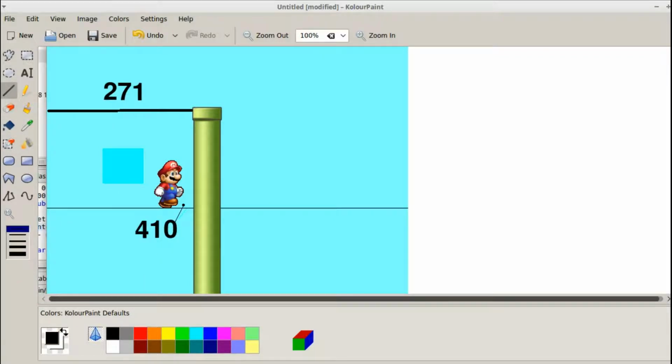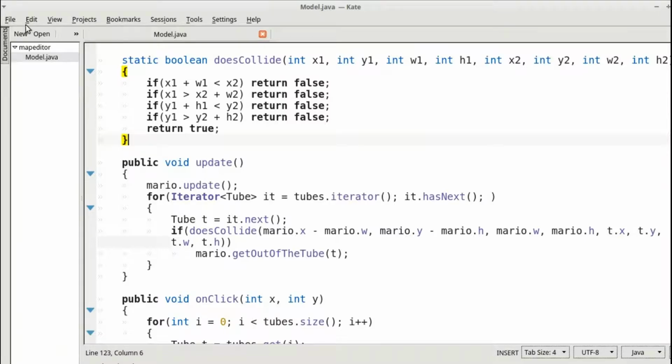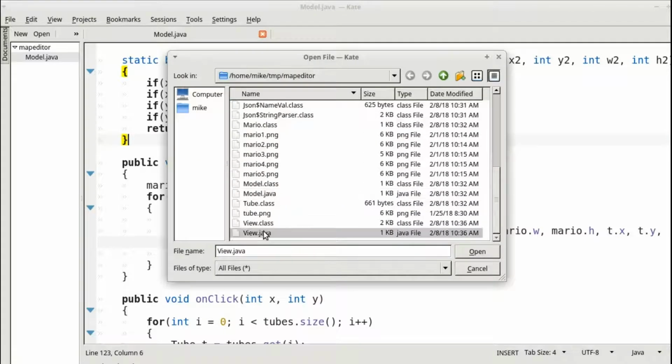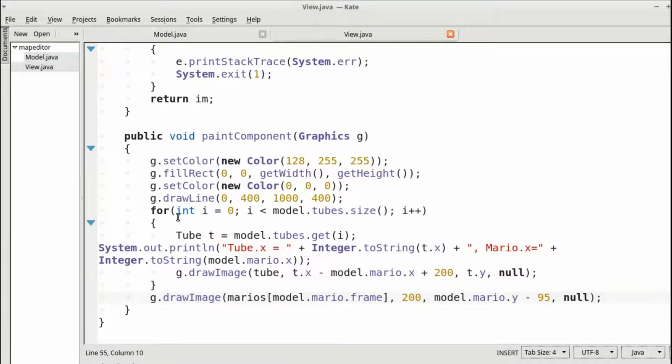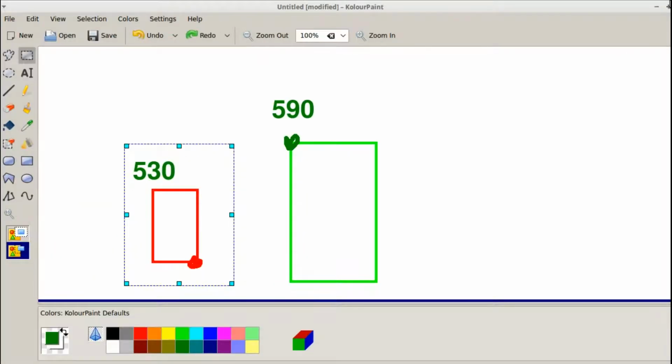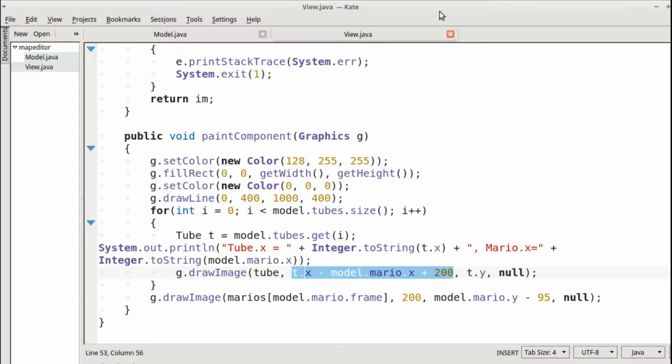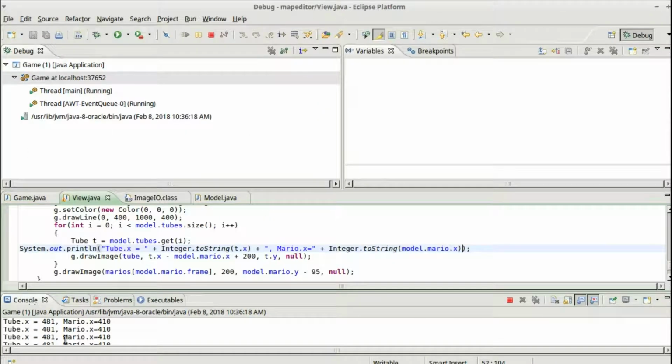And now let's look at the math I'm using to draw this thing. Okay, I'm drawing my tube at tube.x minus model.mario.x plus 200. So tube.x is going to be, what's this value here? Getting a little disorganized. Let me close that one. My tube's x is 481.